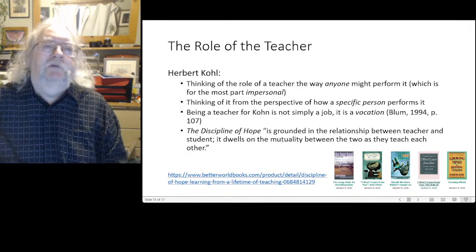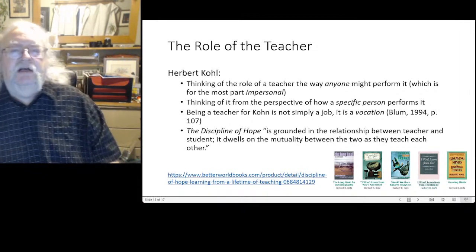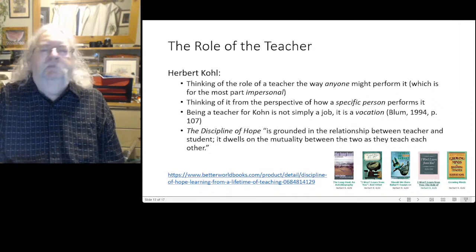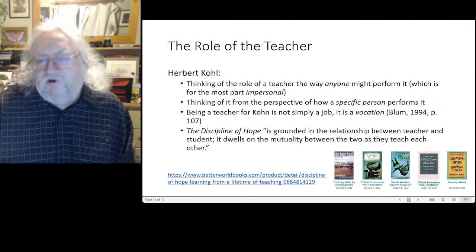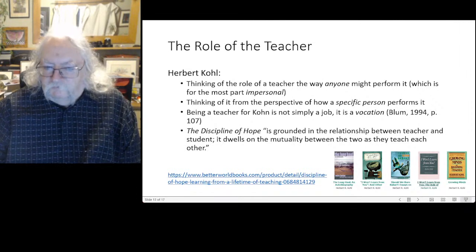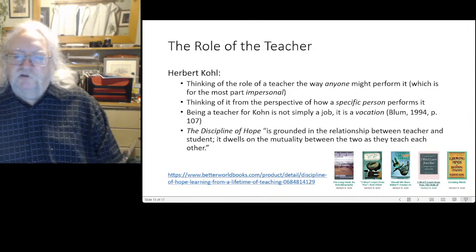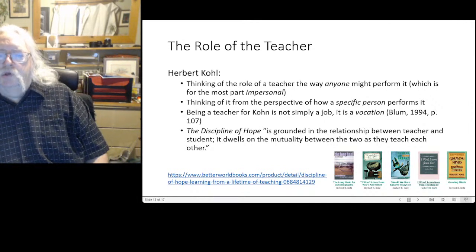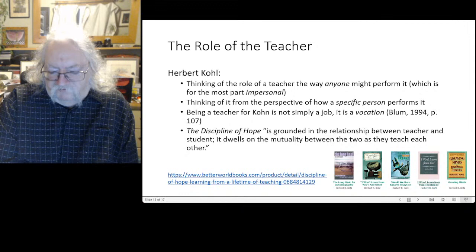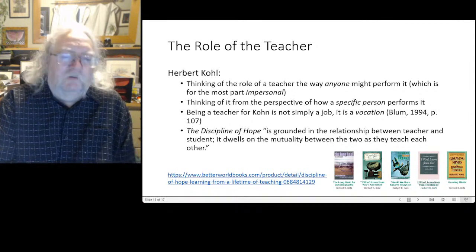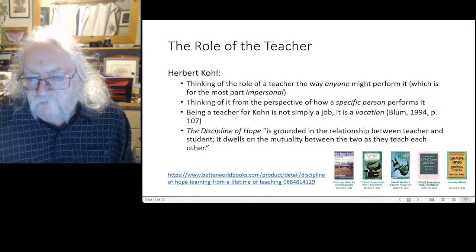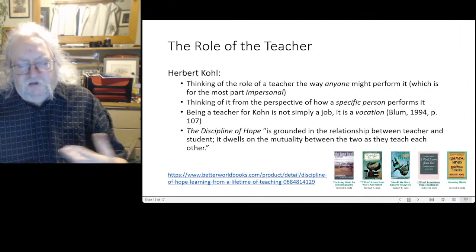All of that's wrapped up in the concept of being a teacher as a vocation, or being a teacher-researcher as a vocation. There are different kinds of teachers. Being a vocational teacher as a vocation. Sorry, I couldn't resist that. But still, in Cole it's the relationship between teacher and student. It dwells on the mutuality between the two as they teach each other. And if we're thinking of Paulo Freire here, we probably should be, we can certainly see the relationship between the discipline of hope and the pedagogy of hope that Freire writes.